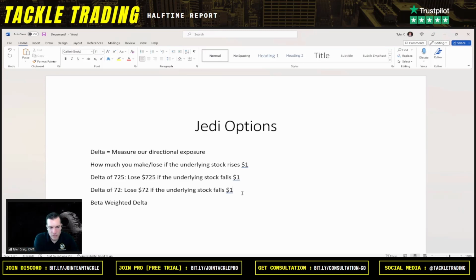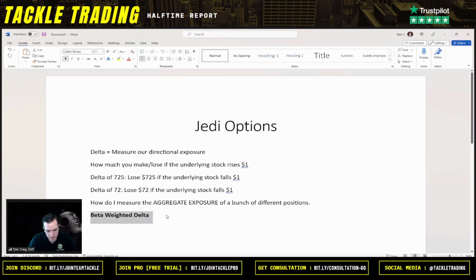And so the question is, well, how do I measure the aggregate exposure of a bunch of different positions? Because they're not all the same. They're not all apples to apples. It's apples and oranges and bananas. And I'm trying to equalize them and state them in like terms. This is where the idea of beta weighted delta comes into play.